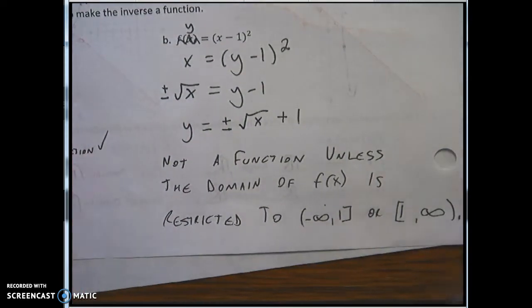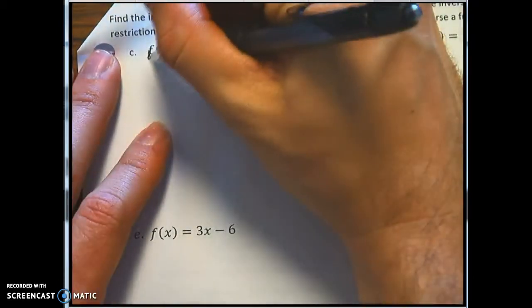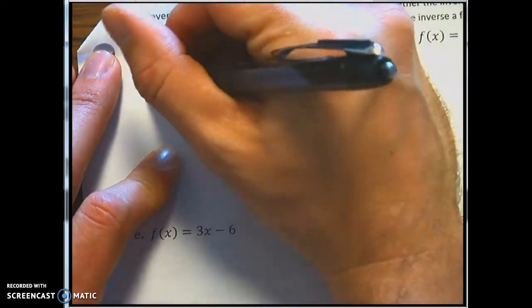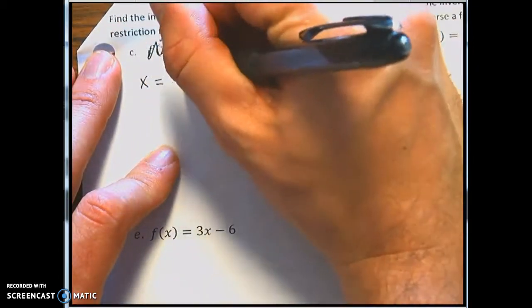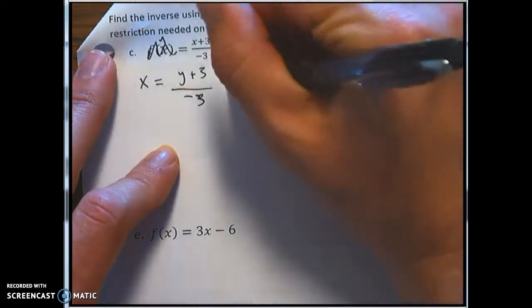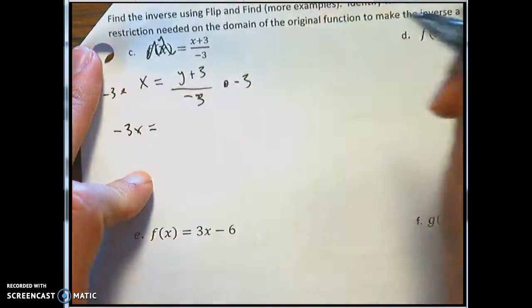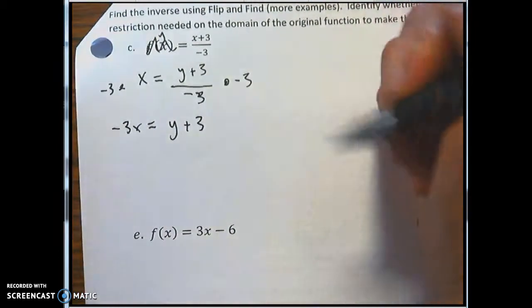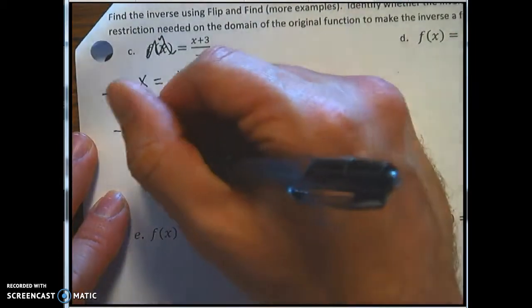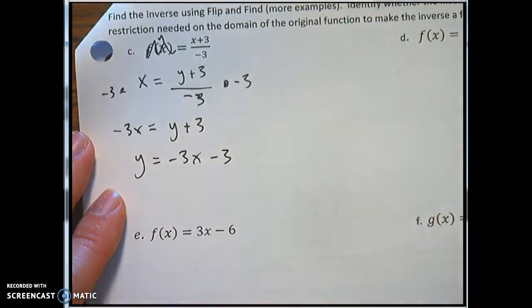So it's not a function unless I restrict the domain of the original function. Now let's do a few more of these. So I've got, let's change that to a y. Exchange the x and the y. X equals y plus 3 divided by negative 3. And let's multiply both sides by negative 3. That'll give me negative 3x equals y plus 3. And then I'm going to subtract 3 from both sides to get y equals negative 3x minus 3.